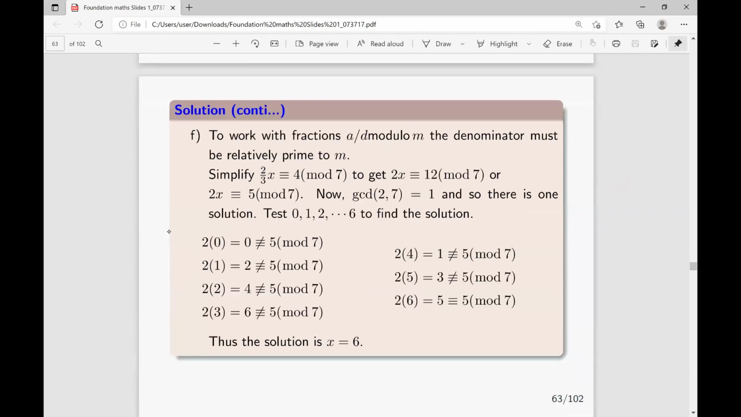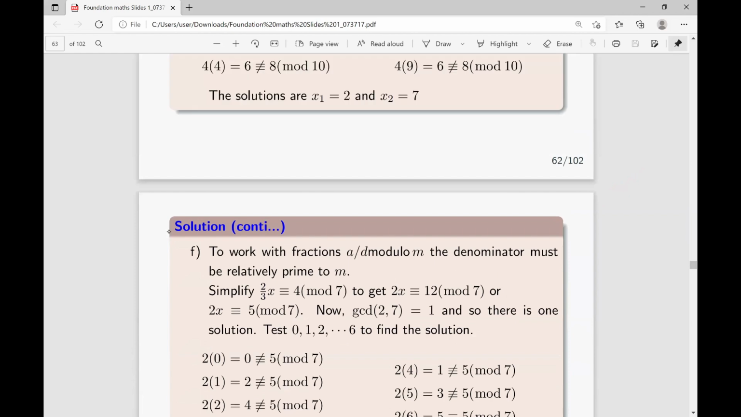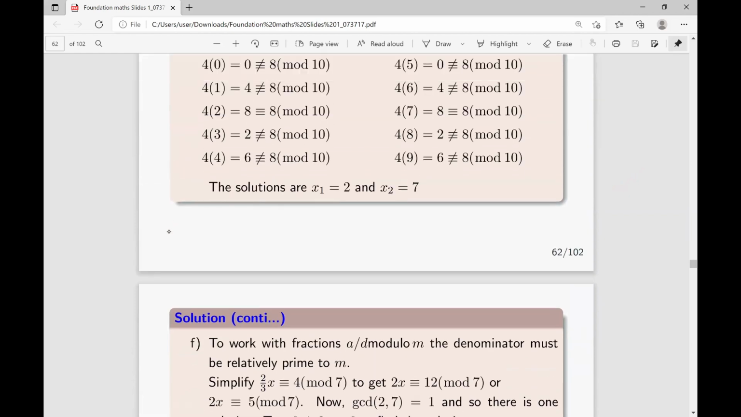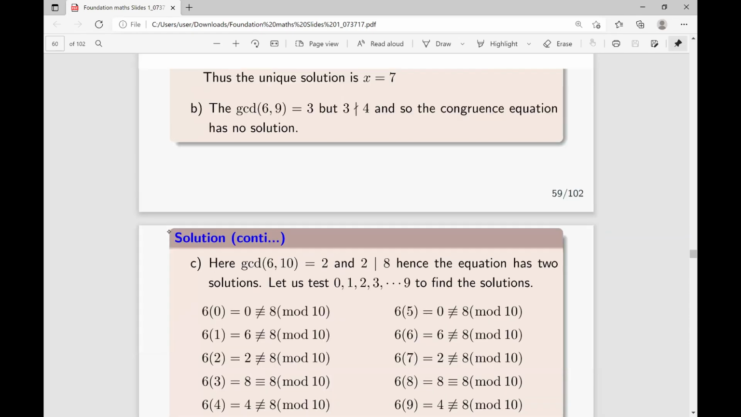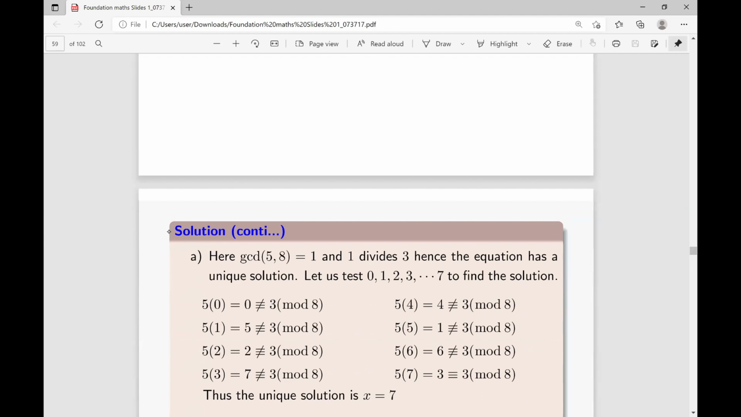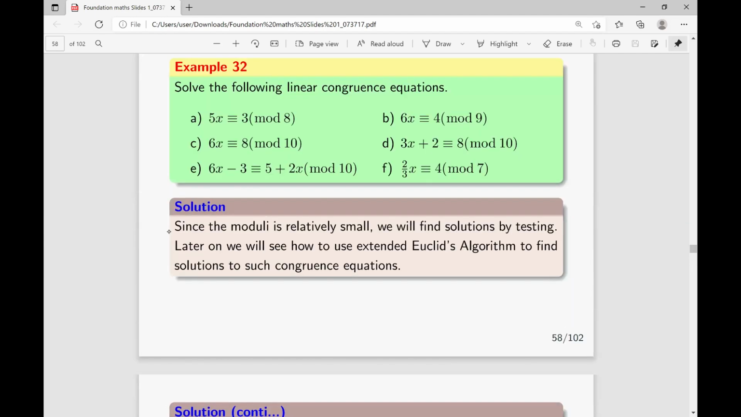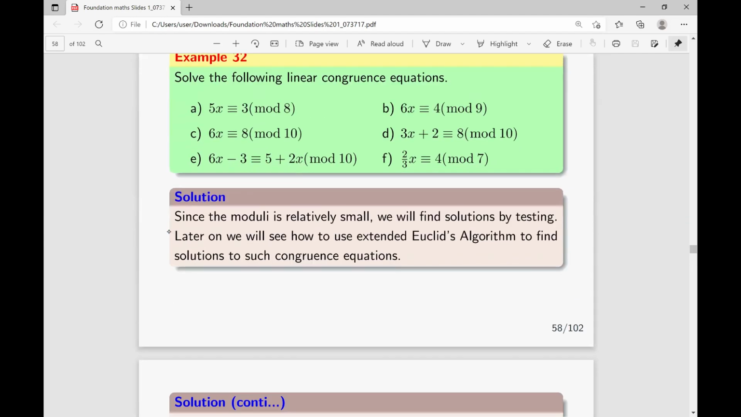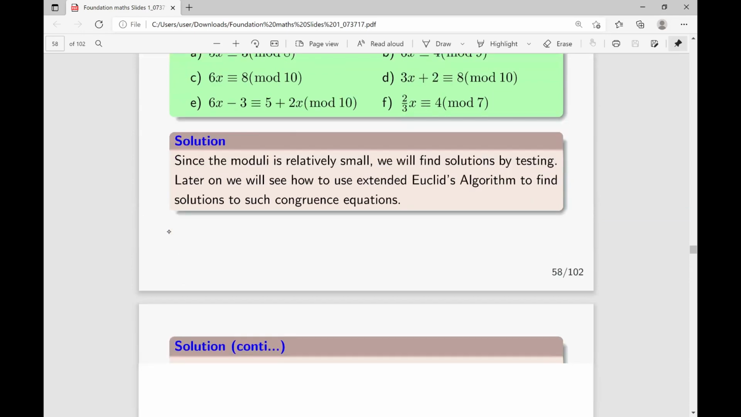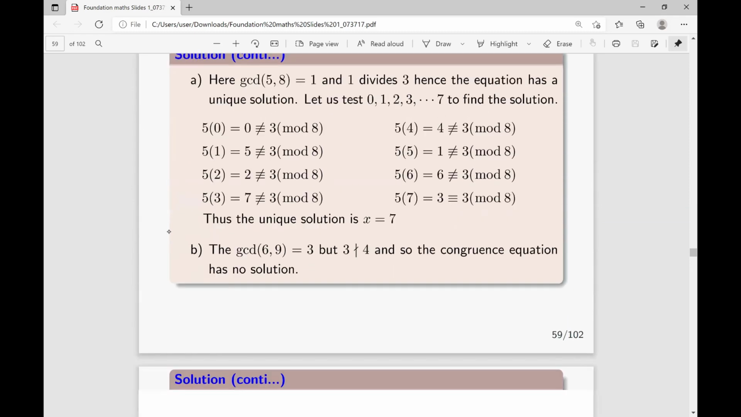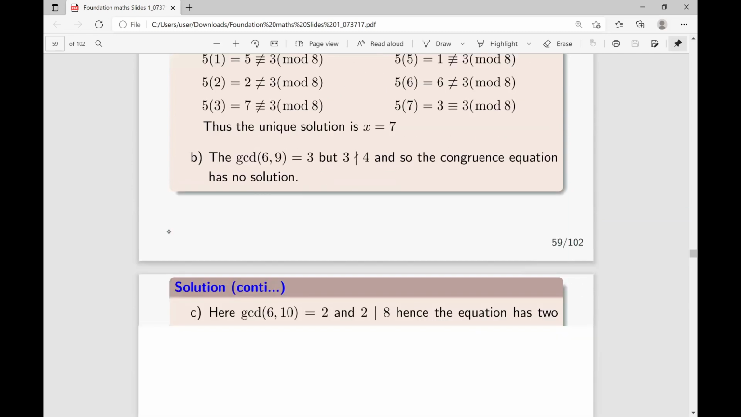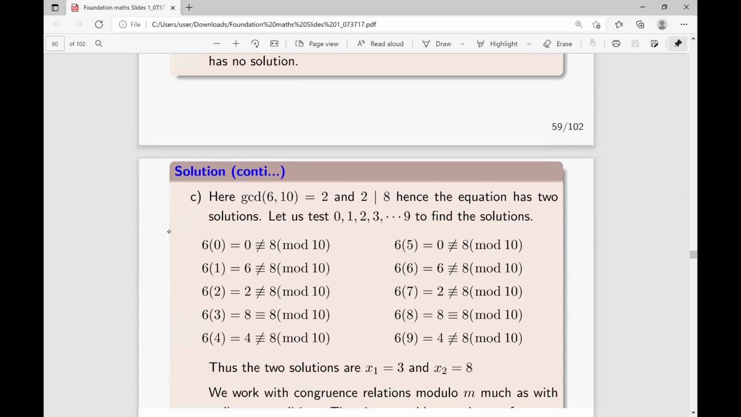Now you'll go through the workings like the last one we've just done. Since we are recording, let me just show you the workings so that you can follow them later. And of course, I'll share the notes. The working for part A is this one. Then part B, we discovered that the GCD would not divide 4, and therefore that system had no solution. The working for part C is this.